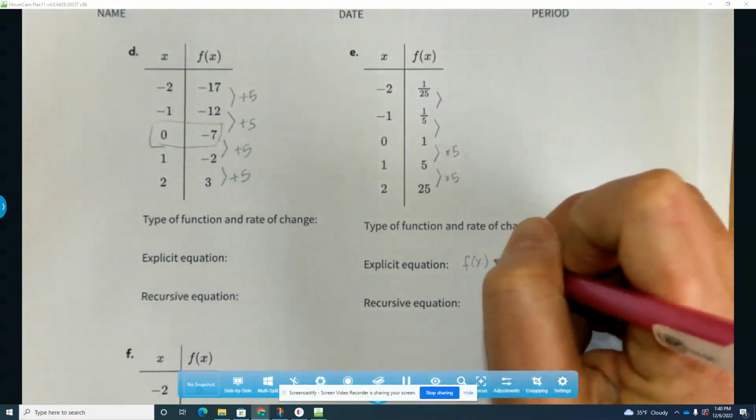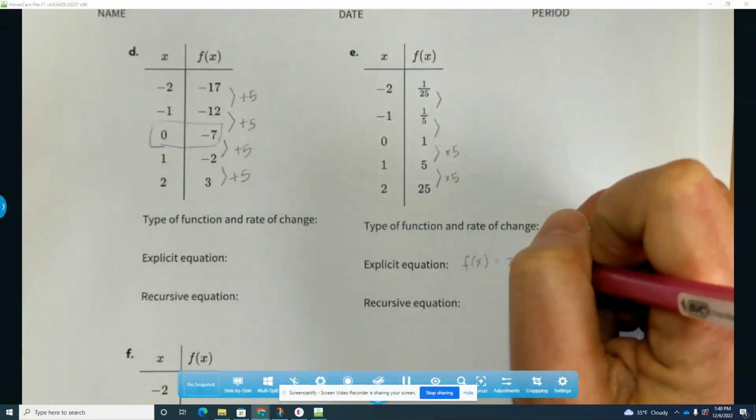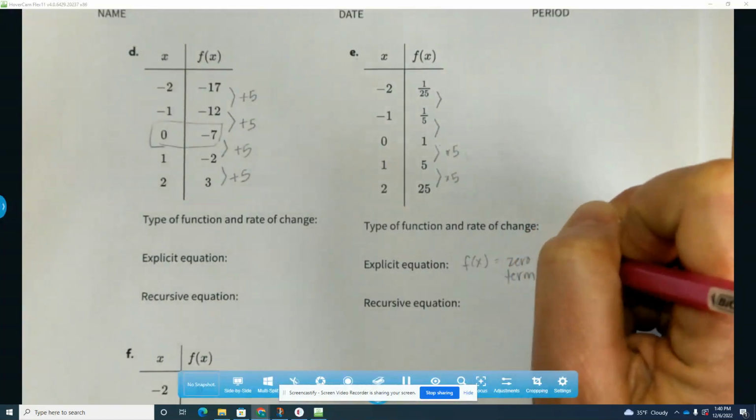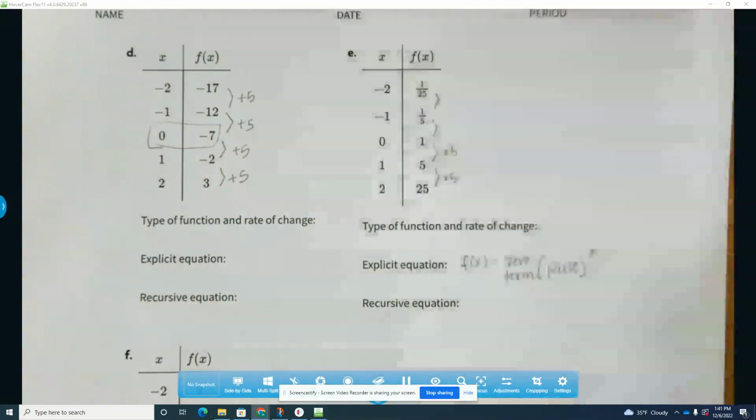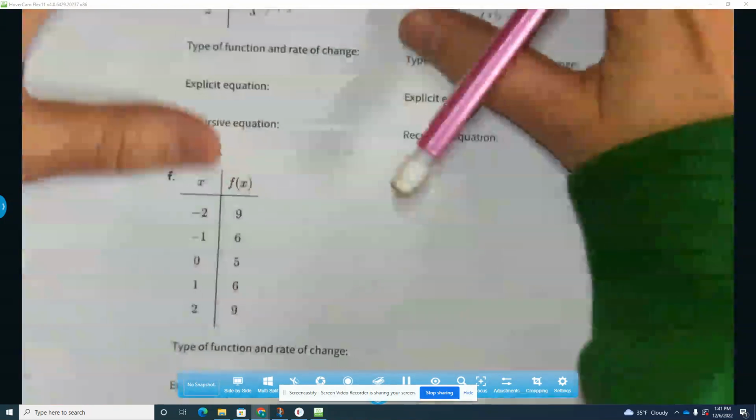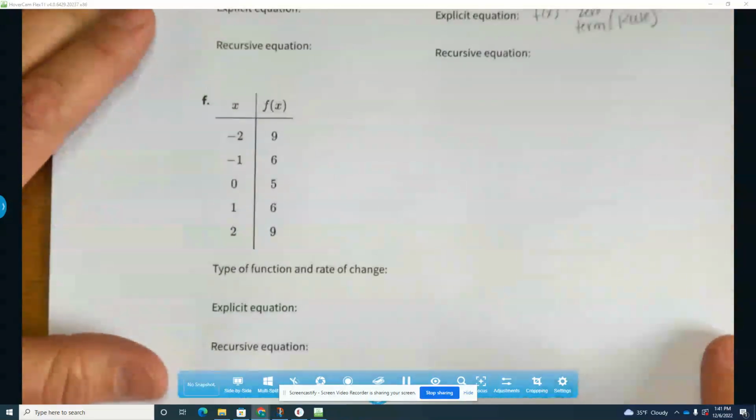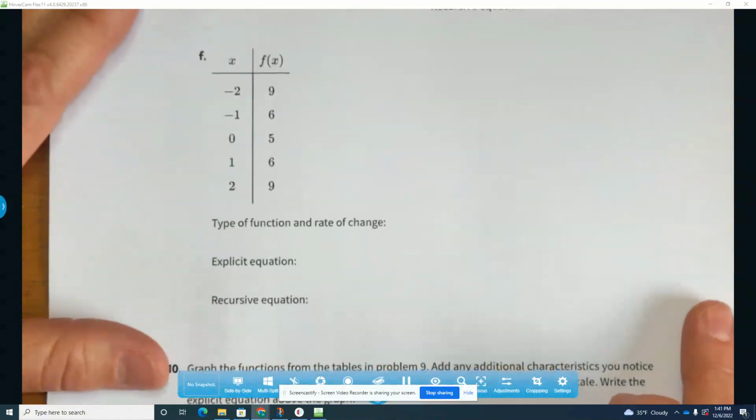Geometric explicit, again, is your 0 term times the rule raised to your exponent. All right, let's look at F. If you need to pause the video to finish D and E, go ahead and do that.